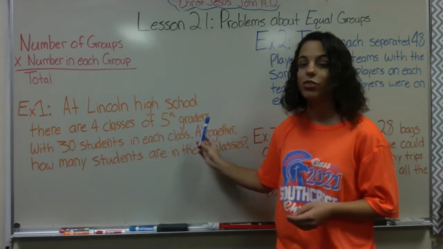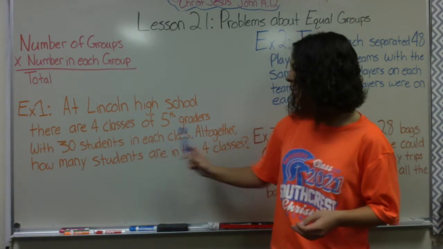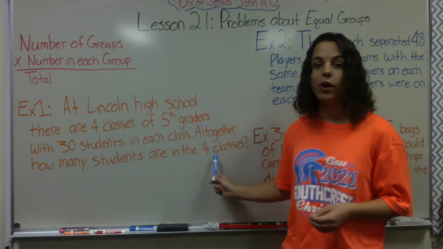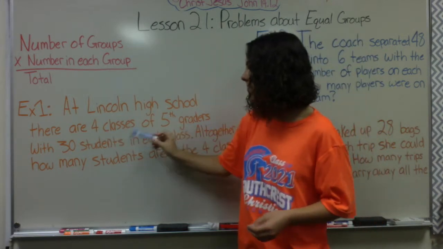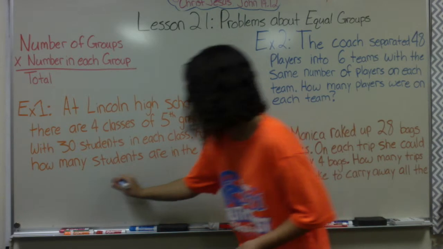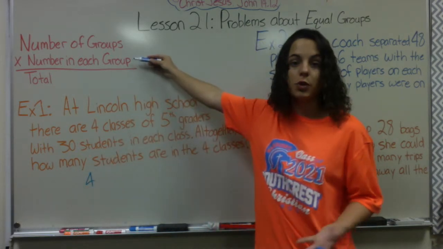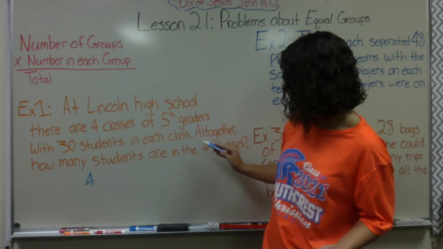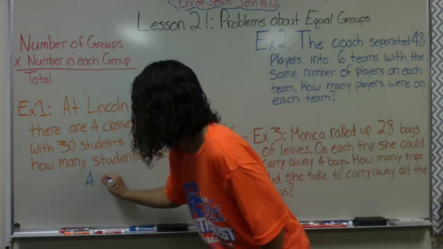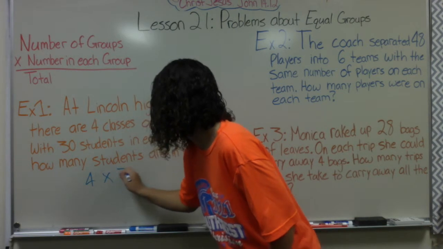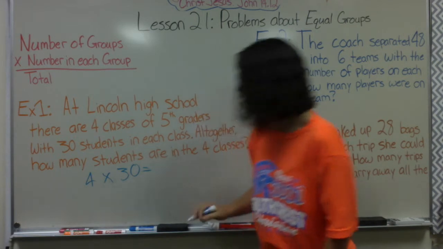Starting with example 1, we have at Lincoln High School, there are 4 classes of 5th graders with 30 students in each class, quite a bit of kids. Altogether, how many students are in the 4 classes? So we have our number of groups, which are our classes. Our 4 classes is the number of groups. The number in each group we know, which is 30 students in each class. So we're going to do 4 times 30, and we are trying to find our total. So that's our unknown answer.